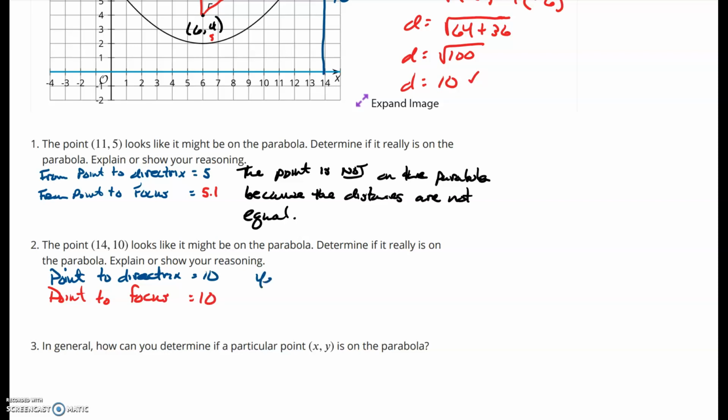So yes, the point 14, 10 is on the parabola because the distances are the same.